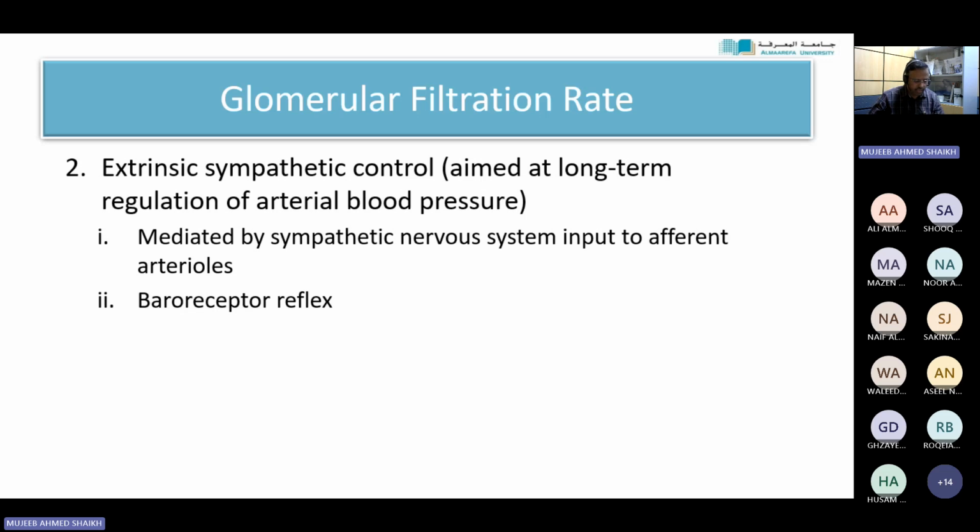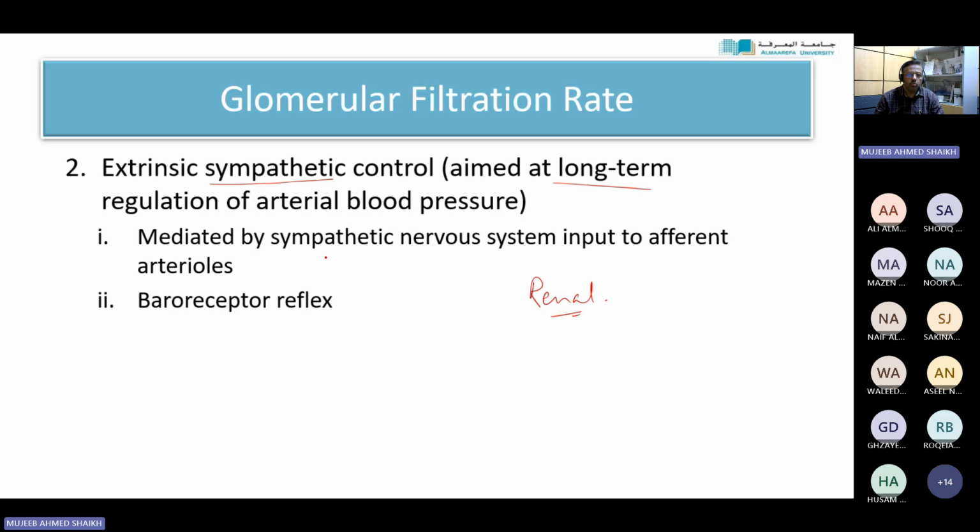The second mechanism is the one coming from outside, in the form of sympathetic nervous control, and this is for long-term control of blood pressure. If you remember from the CVS block, we said blood pressure is controlled in two ways: short-term control and long-term control. In long-term control, we talk about the renal mechanism of control of blood pressure. So here it is the same.